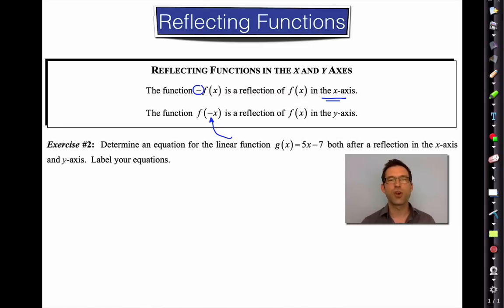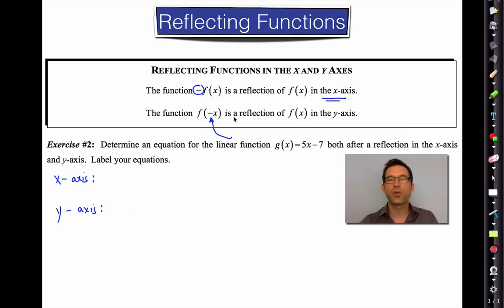Exercise 2 says, determine an equation for the linear function g of x equals 5x minus 7 after a reflection in the x-axis and the y-axis. So let's do it. Let's get an equation after we've reflected it in the x-axis. Let's get an equation after we reflect it in the y-axis.